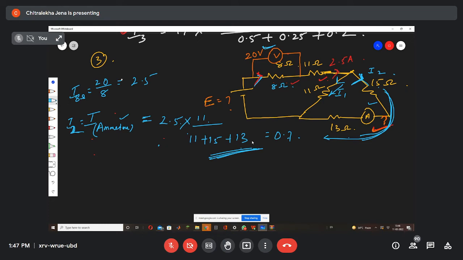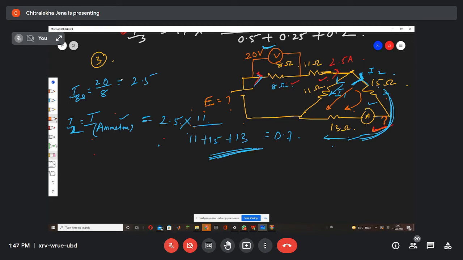This is nothing difficult. Am I clear to all of you or not? I have used only the current divider rule. Understood all of you, or are you finding it difficult to apply the current divider rule? When I'm finding the current I2, this I2 current is flowing in 15 ohm as well as 13 ohm. Here nowhere is the current I2 again divided. So I have two paths. One path is I1, another path is this one. So 2.5 multiplied with 11 divided by how much?